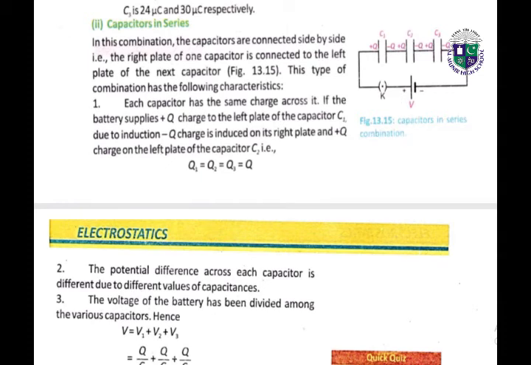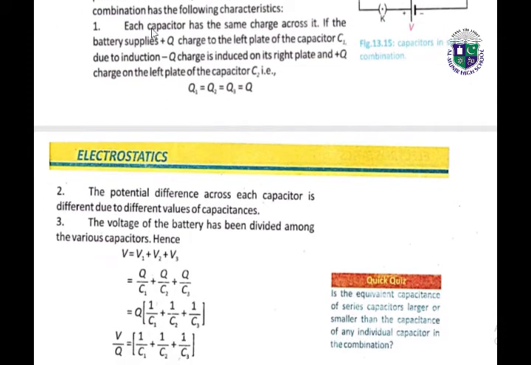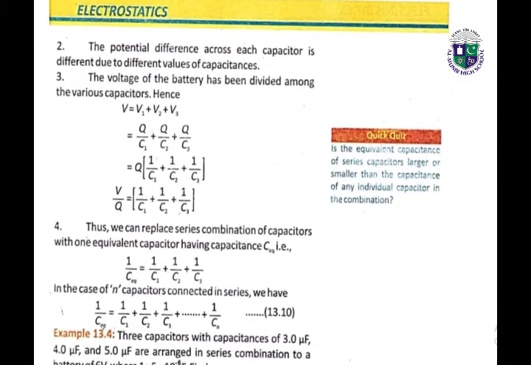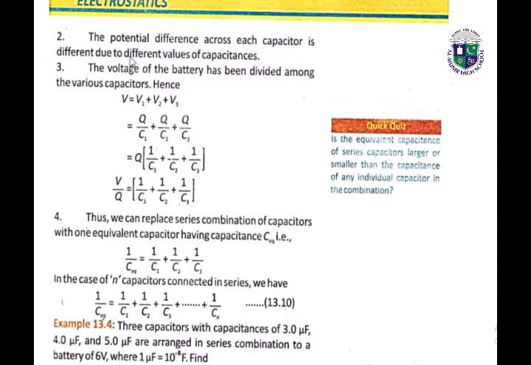Look at the characteristics of capacitors in series. Each capacitor has the same charge across it. If the battery supplies plus q charge on the left plate of the capacitor C1, due to induction minus q charge is induced on its right plate, and plus q charge on the left plate of the capacitor C2. So it means that q = q1 = q2 = q3, which is equal to q.